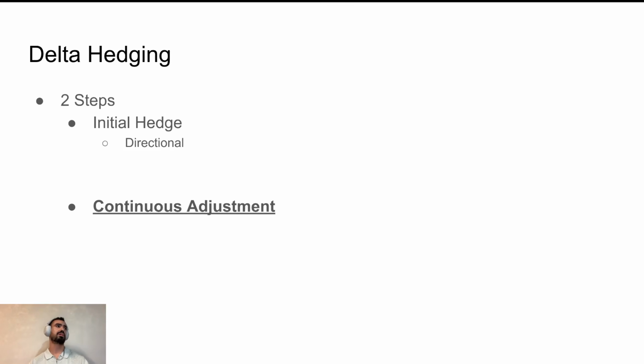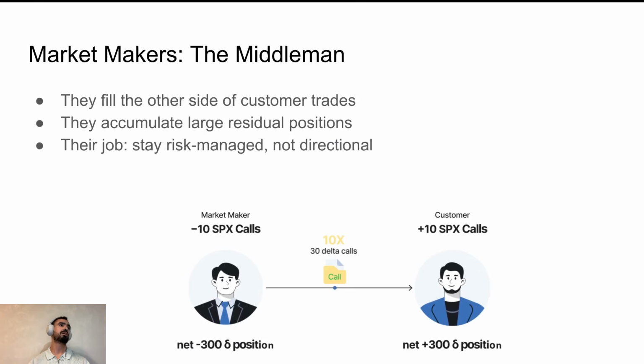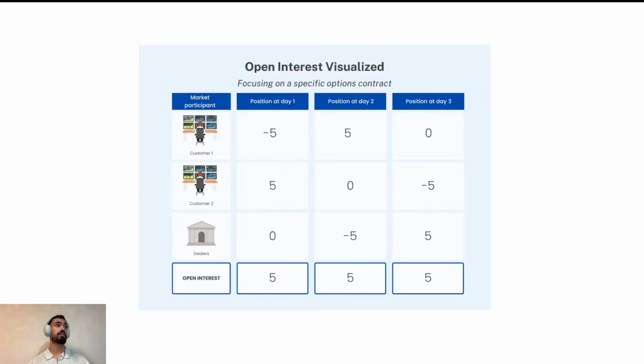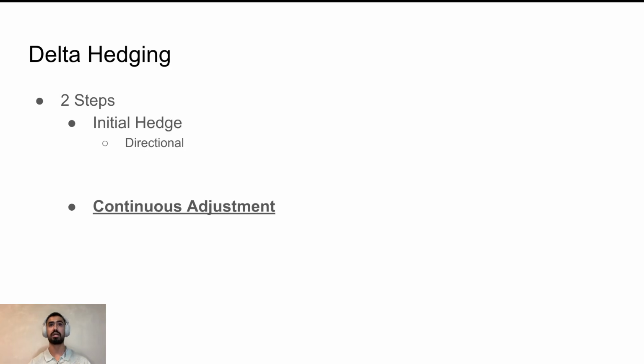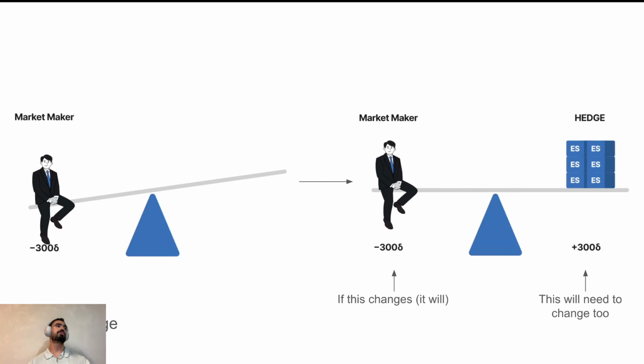So, for example, let's take the same example we had a couple of slides back. Here you have a customer buying 10 SPX calls. The market maker here is going to be selling those 10 SPX calls, and he's going to accumulate a delta of negative 300 on this position. Well, immediately this position needs to be hedged right away, right? So here you're going to see the market maker is short 300 delta, and to hedge this new SPX position, what he has to do here is purchase ES contracts to rebalance this delta position.